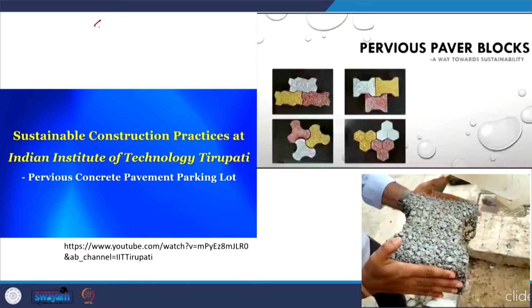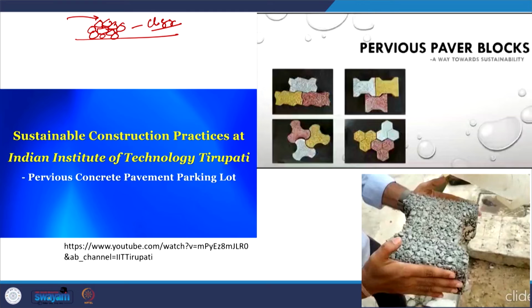For example, in pervious concrete, one of the challenges is that with time, try to imagine, if you place a pervious concrete, water comes in, and water brings a lot of fine materials along with it when it is flowing. These fine materials can stick within the pores, and over a period of time this can clog the pervious concrete mix, and clogging is one of the major issues related to pervious concrete.